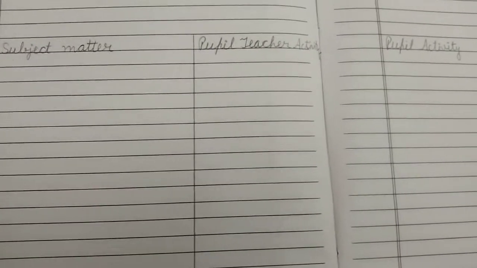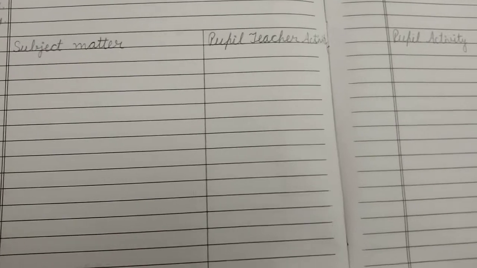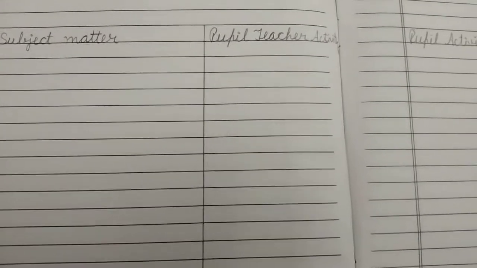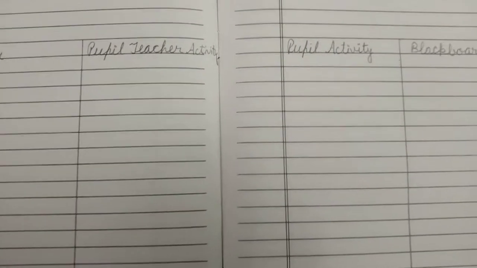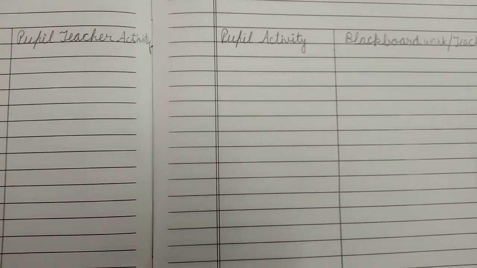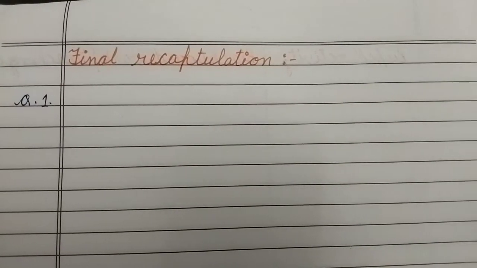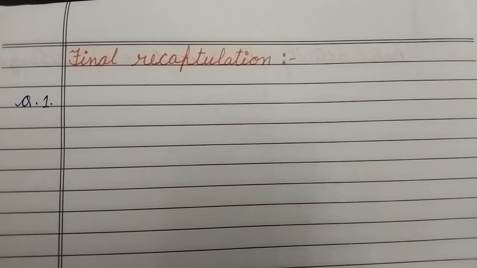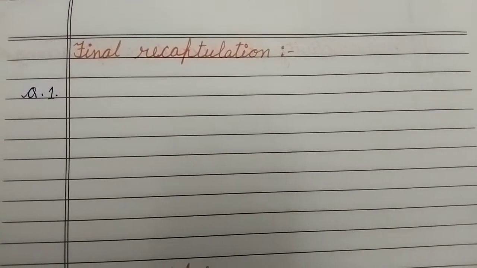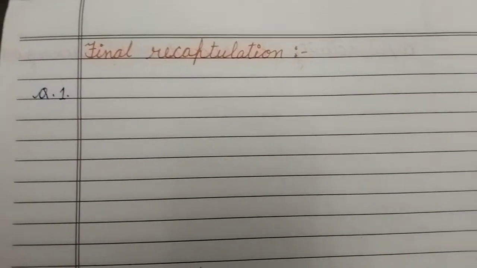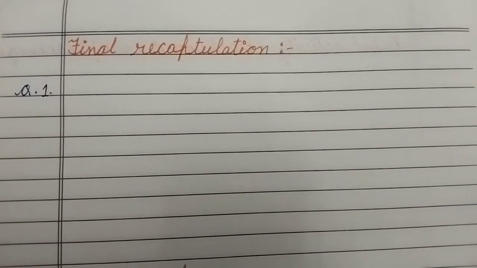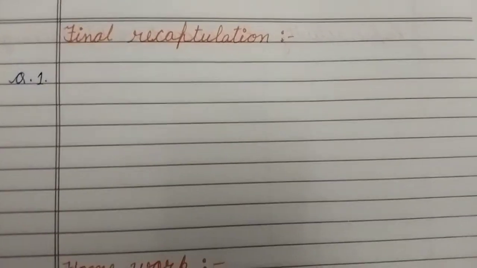You have to prepare 4 columns again, 2 on the first page and then 2 on the second page: subject matter, pupil teacher activity, pupil activity and blackboard teaching aid. When you have covered all the topic, after that you will do final recapitulation.